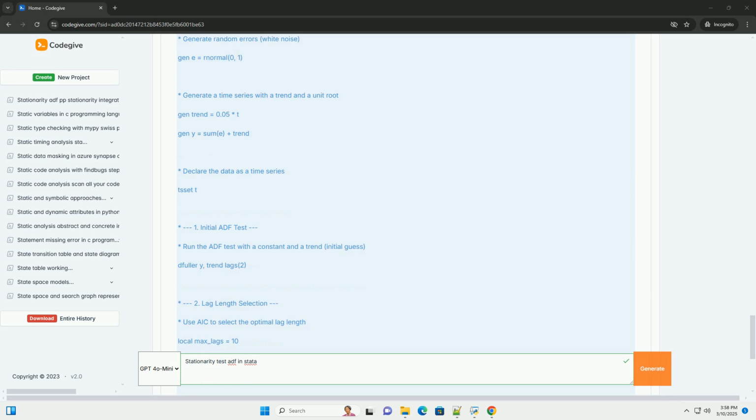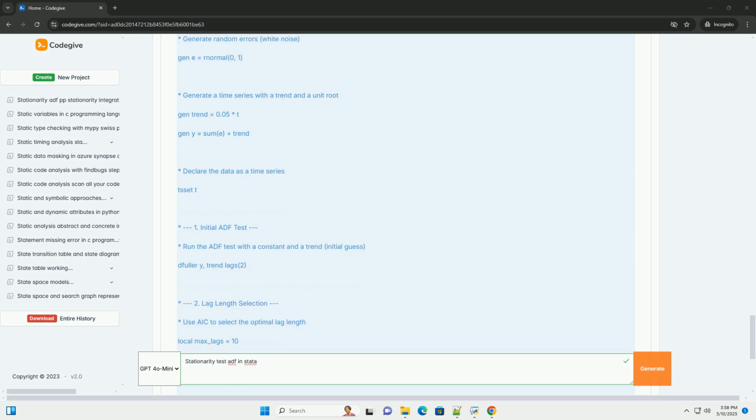Test statistic. The ADF test calculates a t-statistic for the coefficient beta in the regression. This t-statistic is then compared to a critical value. However, the critical values for the ADF test are not the standard t-distribution values. Instead, they are based on the Dickey-Fuller distribution, which is a special distribution specifically for this test.